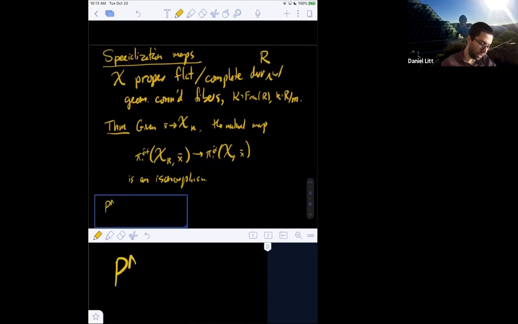All right, so can anyone tell me why this is true? This is a very non-trivial theorem. So what do we have to prove?